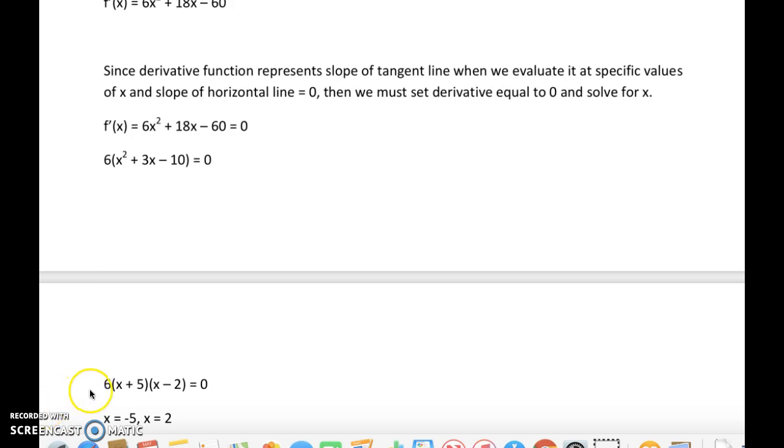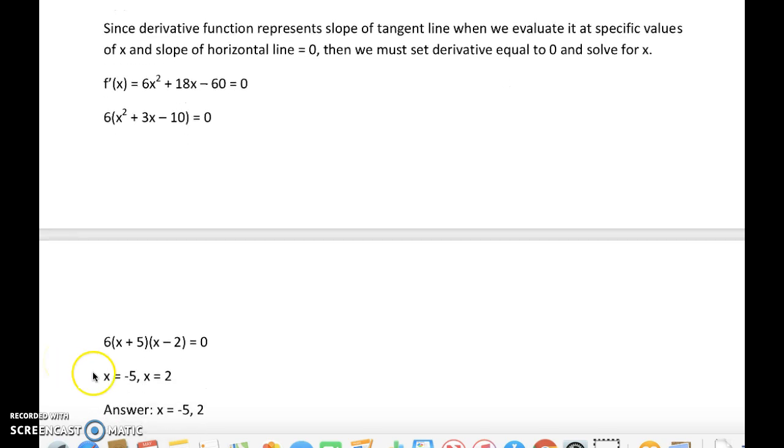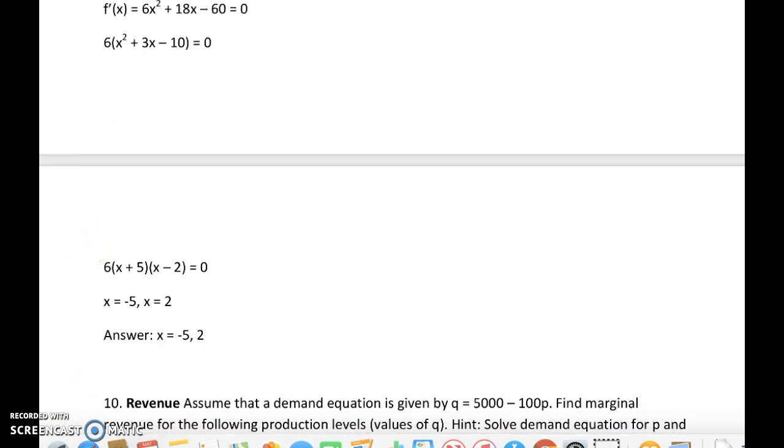And now 6 is never going to be equal to 0, so we cancel that constant out. And when we solve this, we have x plus 5 is equal to 0, or x is equal to negative 5, or x minus 2 is equal to 0, and therefore x is equal to 2. So therefore, our answers for x are equal to negative 5 and 2.